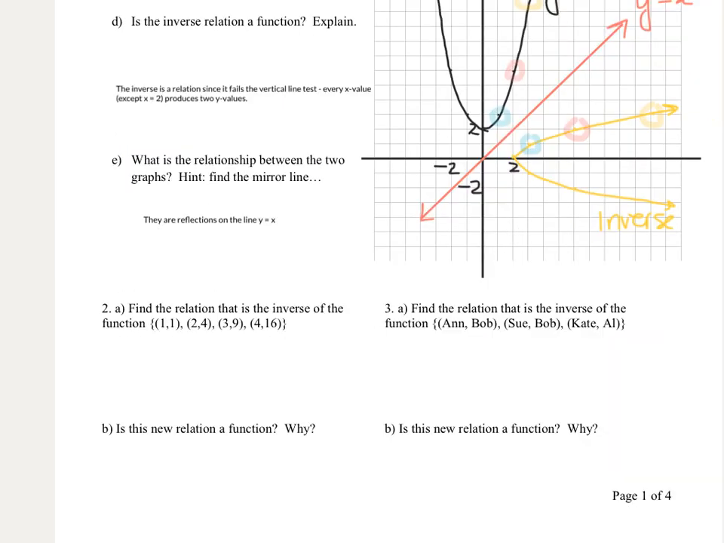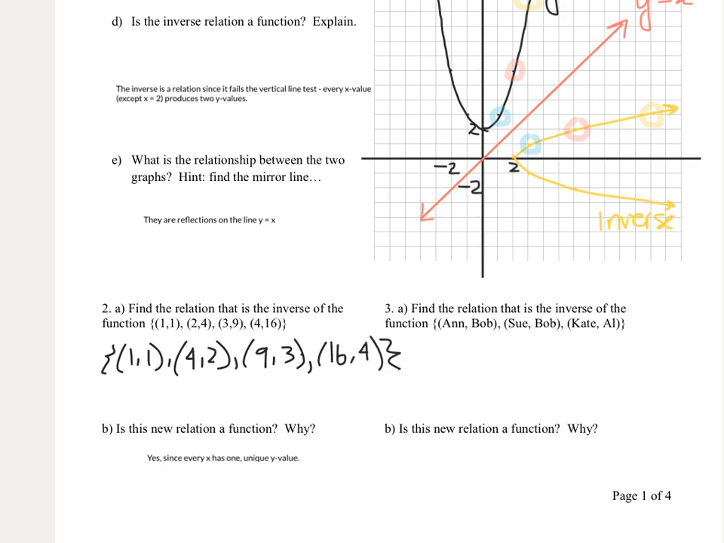So let's do some practice. For the relation that is the inverse of this function, we simply have to switch the coordinates, so we have (1, 4), (2, 9), (3, 16), (4, ...). In terms of determining if this is a function or just a relation, we can conclude that yes, this is a function since every x has one unique y value.